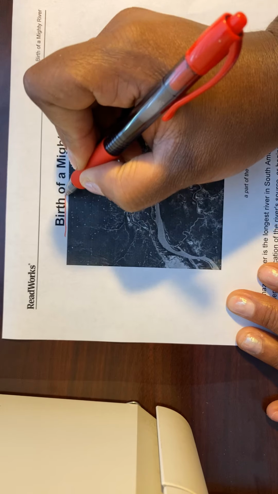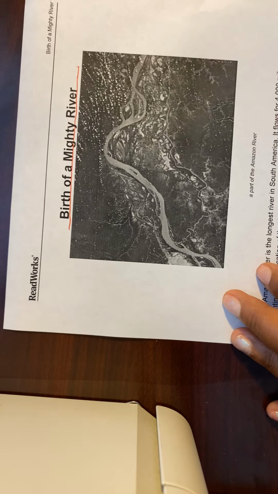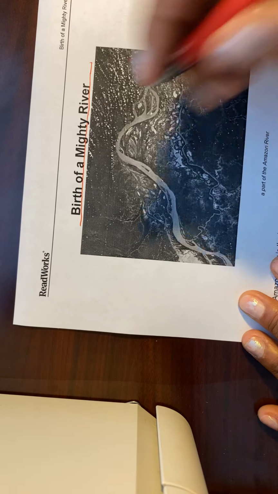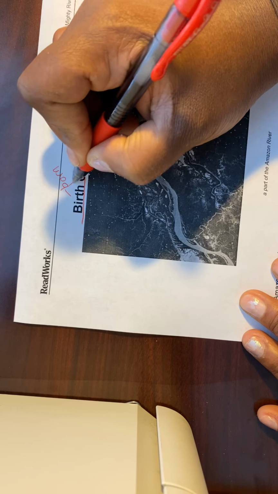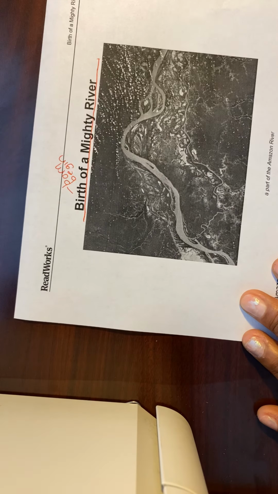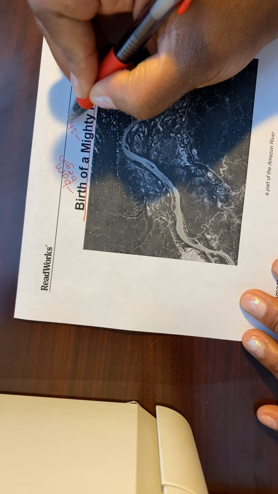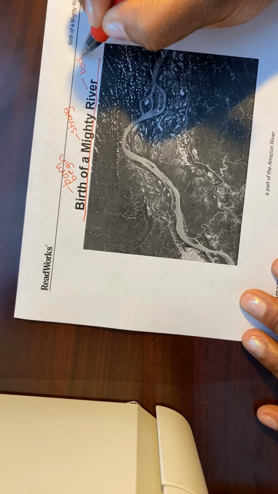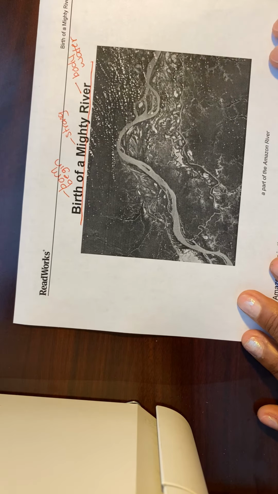Starting with this title, I'm going to go ahead and underline this title because I'm pretty sure there are some clues to help me know what this text is going to be about. So in the title, I see the word birth. I know birth is how something is born or how it began. Also, I know that mighty means strong. And I know that river is a body of water. So I'm going to use these clues to help me infer later.